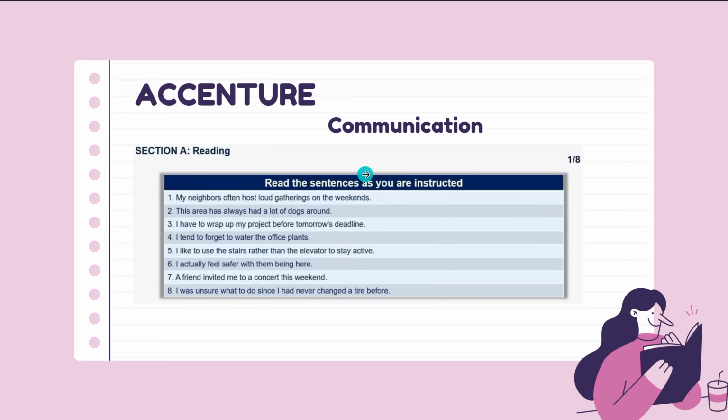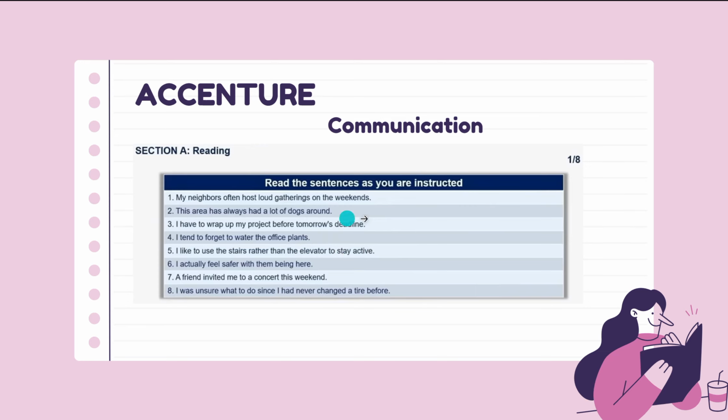Your communication round will be evaluated by AI. AI will look at your pronunciation, the flow of the sentence, and how you are dealing with the sentences. So you should be very careful and very particular while reading the sentences. Okay, that is the thing with section A.